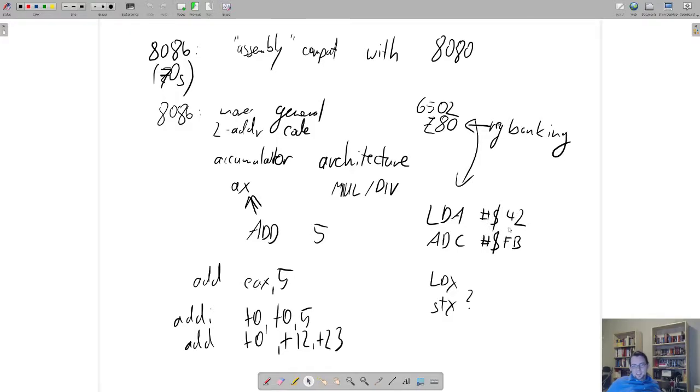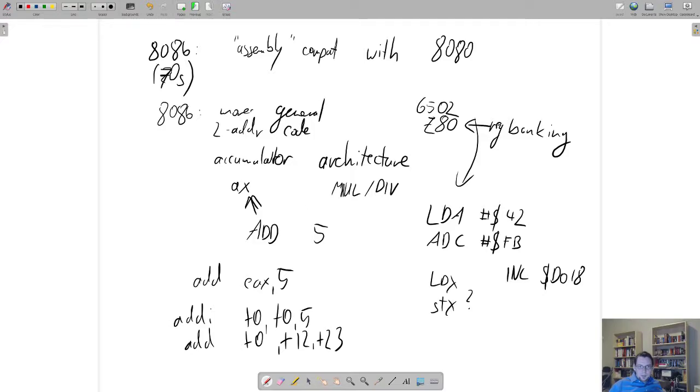LDA and then this. So this is 2 bytes, and that's gonna take, I think it's 2 or 3 cycles. And then you have something more like this. I think this does something useful on C64, but I don't actually remember. This increments a value in memory.